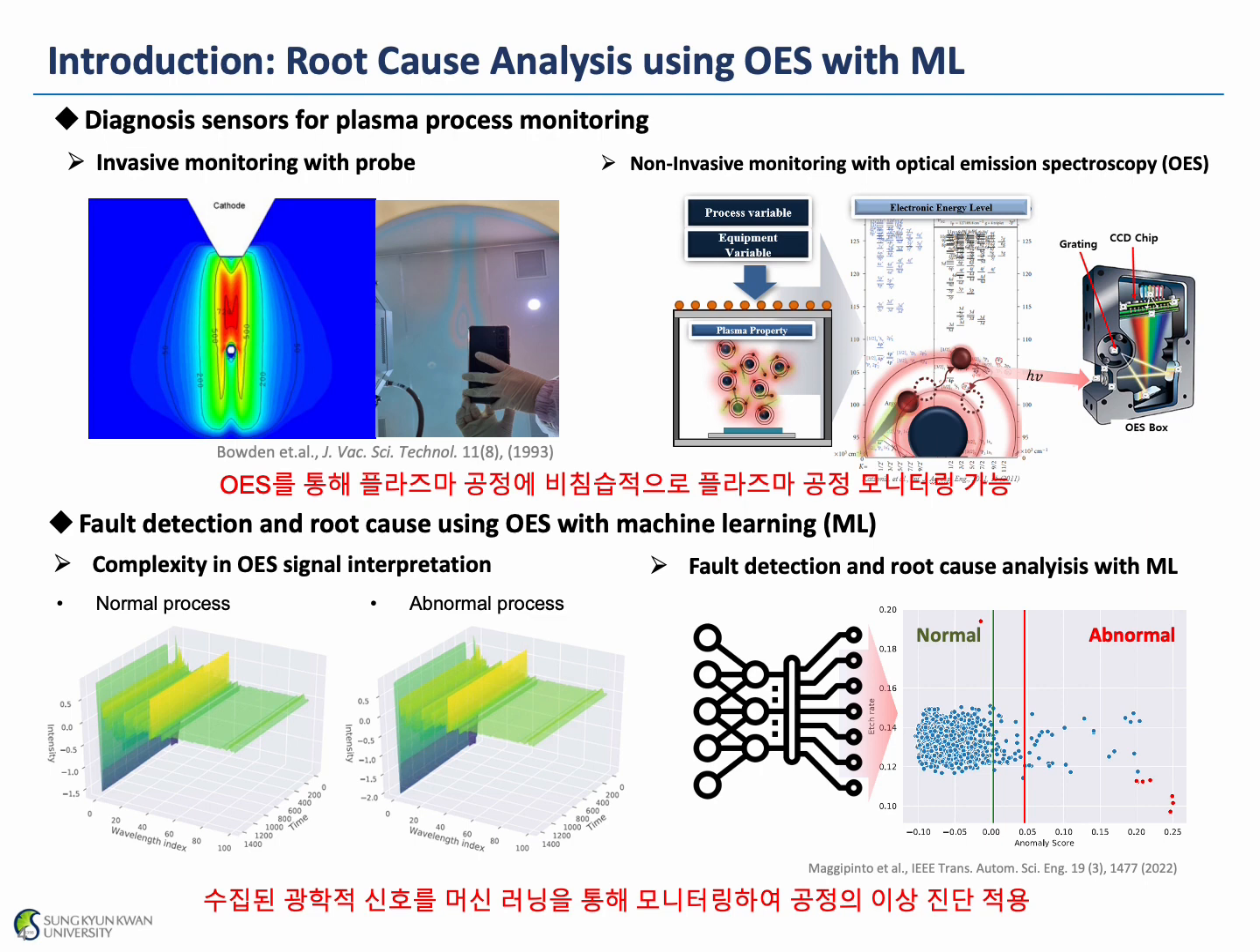However, OES presents a challenge in analysis due to the real-time input of multivariate data. In the bottom left case, the OES signals for normal and abnormal processes are depicted, but it is difficult to visually identify the differences. Therefore, real-time analysis of multivariate optical signals through machine learning is required to diagnose process abnormalities and analyze the root cause of the fault.